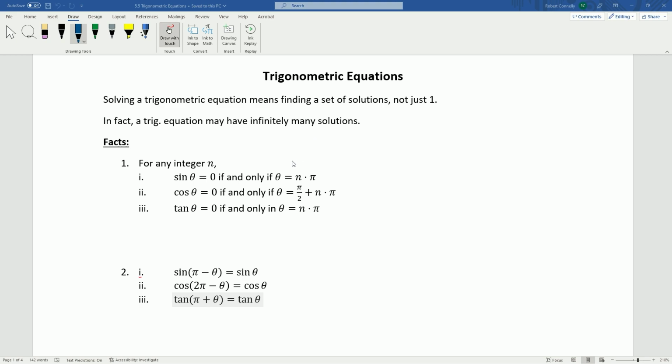So we're going to start out by taking a look at some basic forms of equations and some basic key facts that we need. And then we'll take those and apply those to solving more general equations.